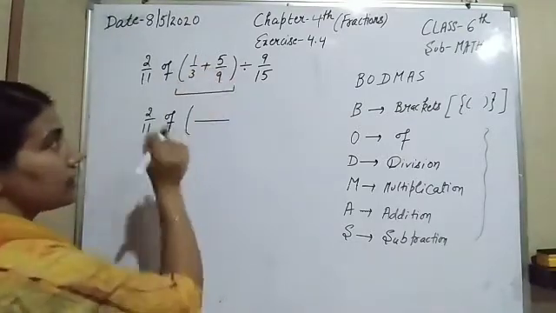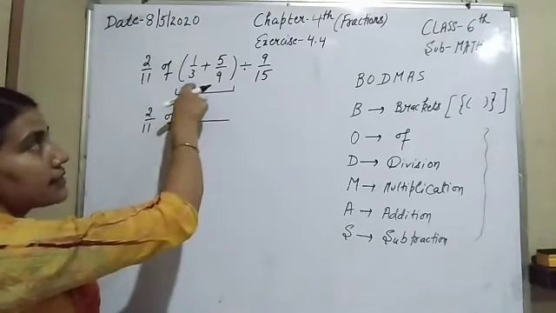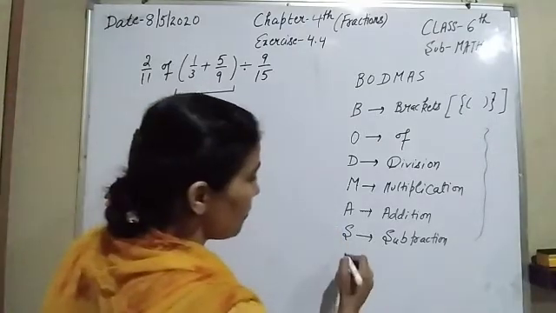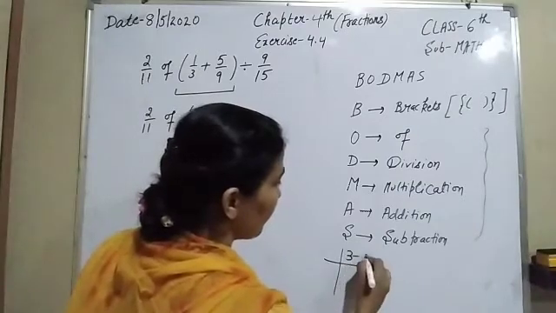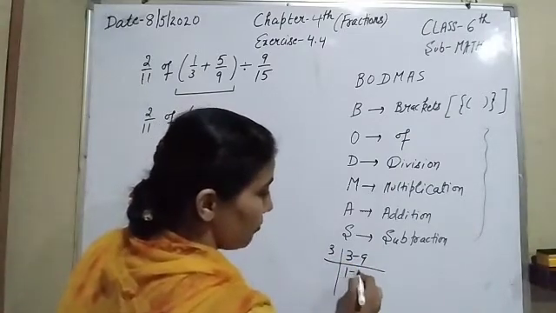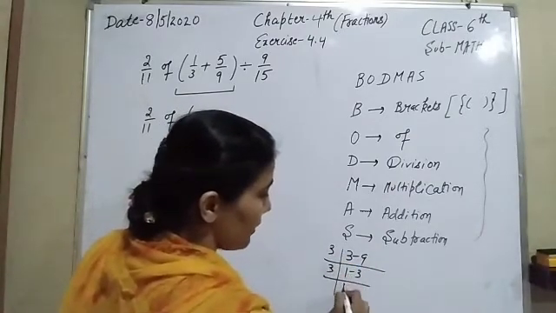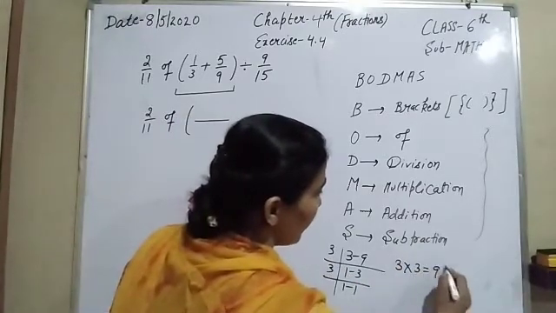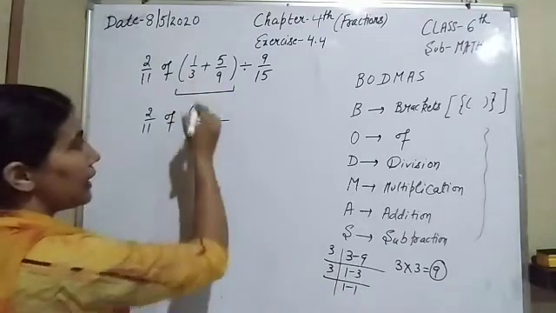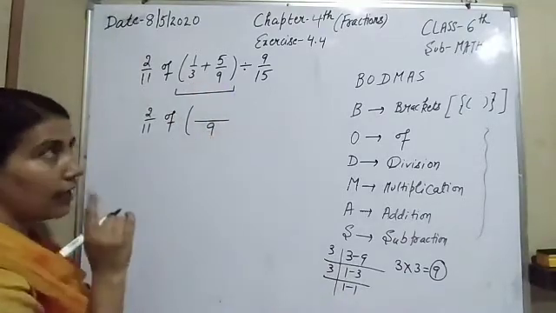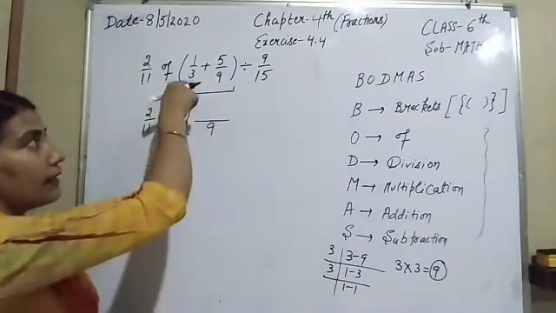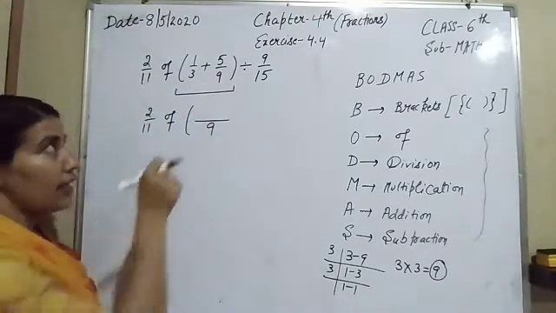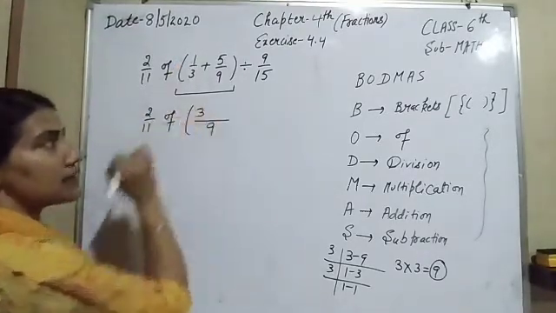Now for solving this, what we have to do? We have to take its LCM, the LCM of 3 and 9. Now 3 ones are 3, 3 threes are 9. After that again 3, here is 1, 3 ones are 3. So its LCM is 3 multiply 3, that is 9. After that, 9 divided by 3, the quotient is 3 because 3 threes are 9. And 3 multiply 1 is 3.